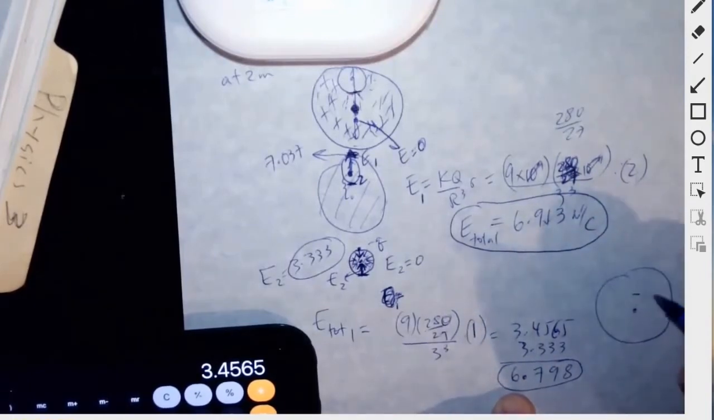So the electric field right there is 6.798. The electric field right there is 6.913. And the electric field there was 7.3037.